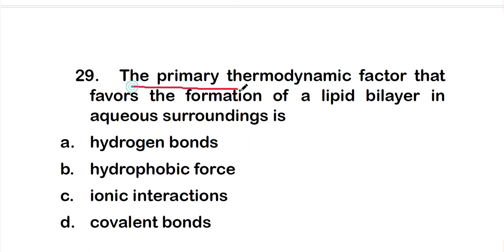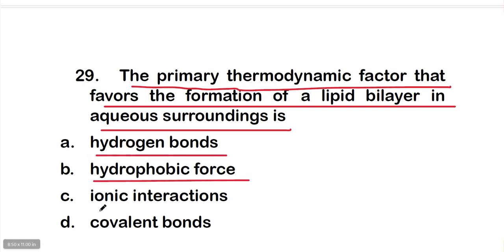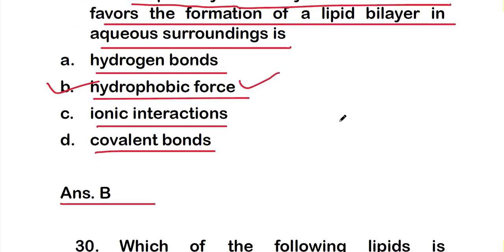Okay, next question. The primary thermodynamic factor that favors the formation of a lipid bilayer in aqueous surroundings is option A hydrogen bonds, option B hydrophobic force, option C ionic interactions, or option D covalent bonds. The right one is option B, that is hydrophobic force. So the primary thermodynamic factor that favors the formation of a lipid bilayer in aqueous surroundings is hydrophobic force.